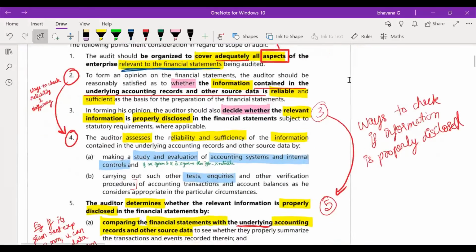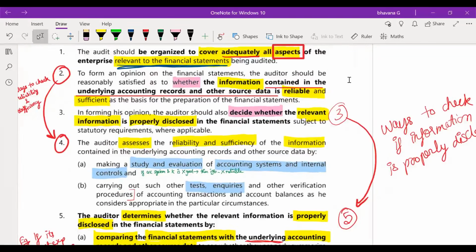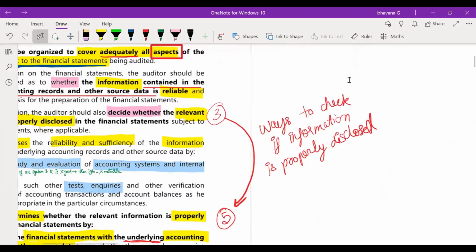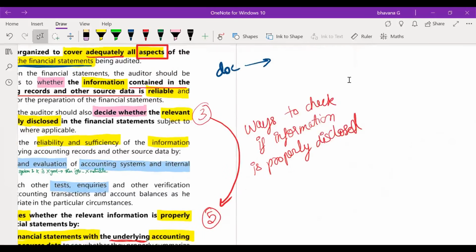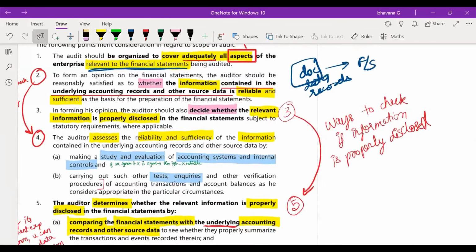Next, the second point: we have to check whether the information in the underlying accounting records or source data is reliable and sufficient. There will be a few documents using which you have made your financial statements. So whatever documents, data or records you have used to make your financial statements, you have to check whether this information is reliable and sufficient. So this is the second thing you have to check.